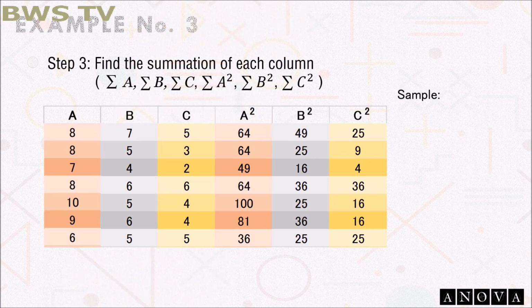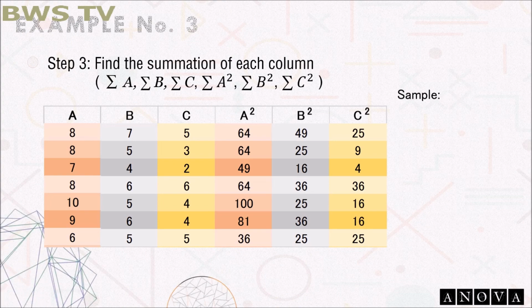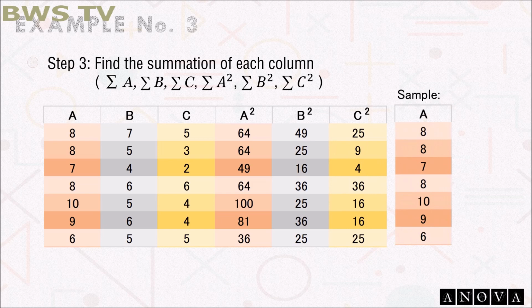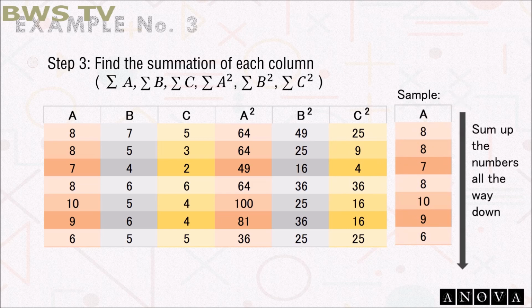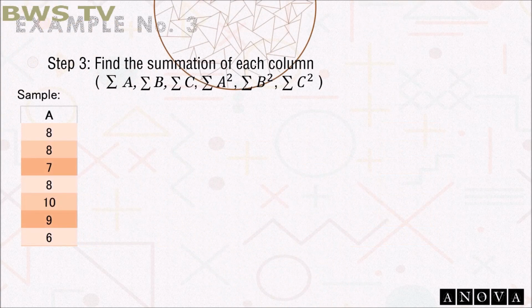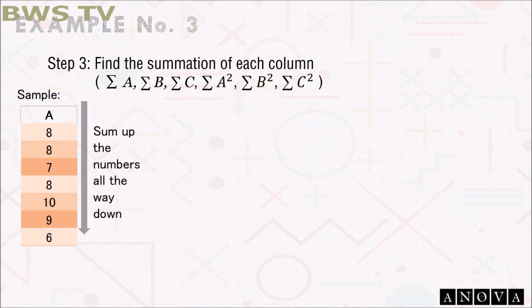Now step 3. We need to find the summation of each column. For example, we have column A. All we have to do is to sum up the numbers all the way down. So here we'll get the answer, summation of A is equal to 56.